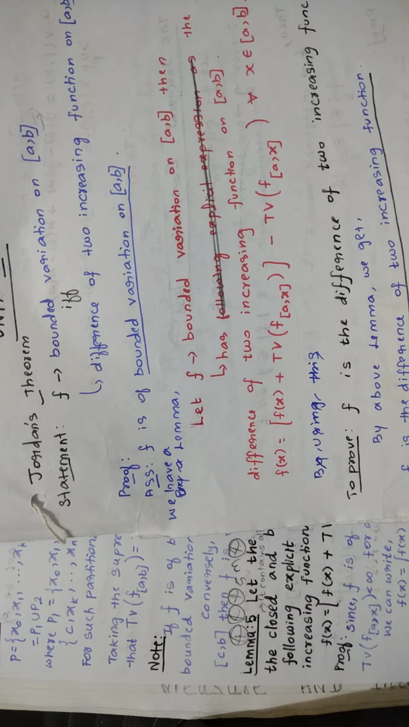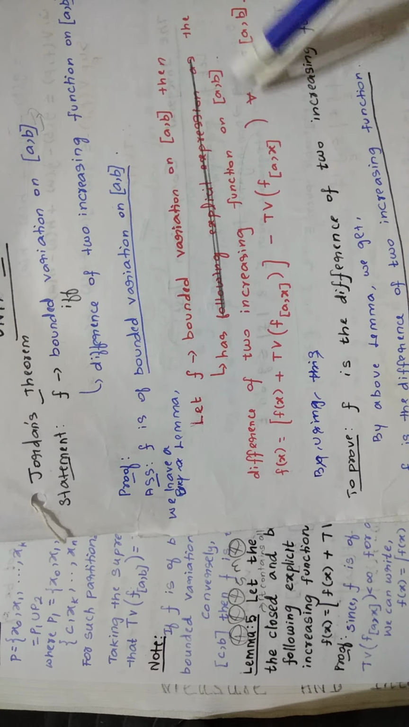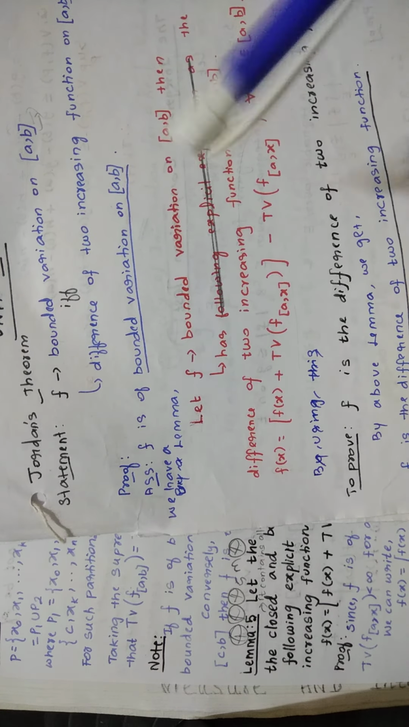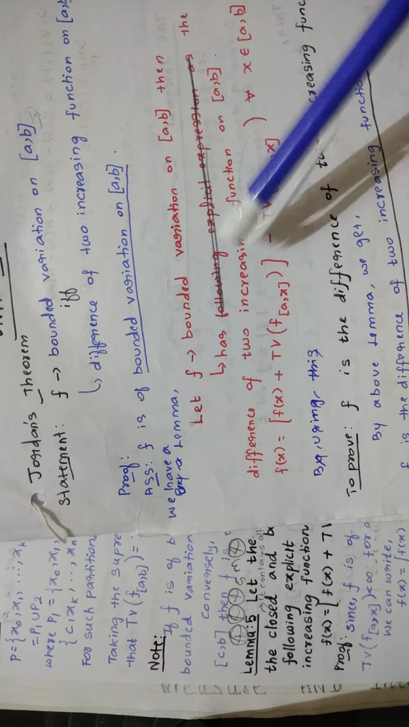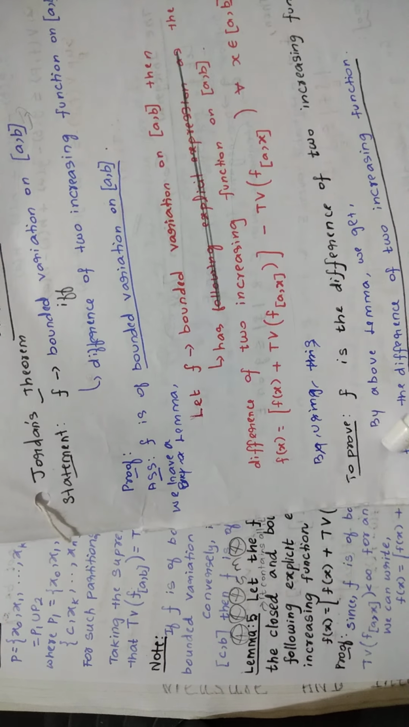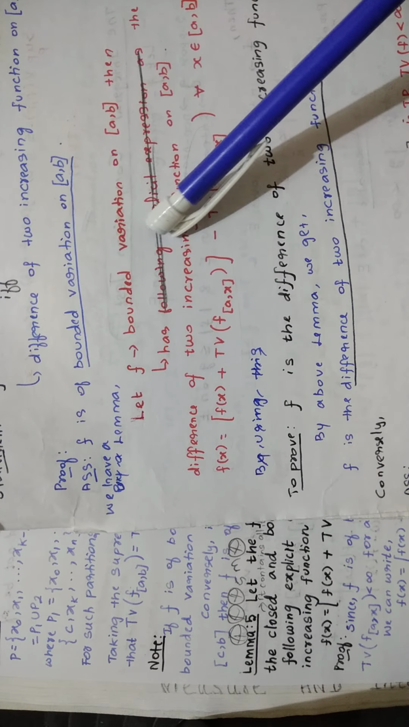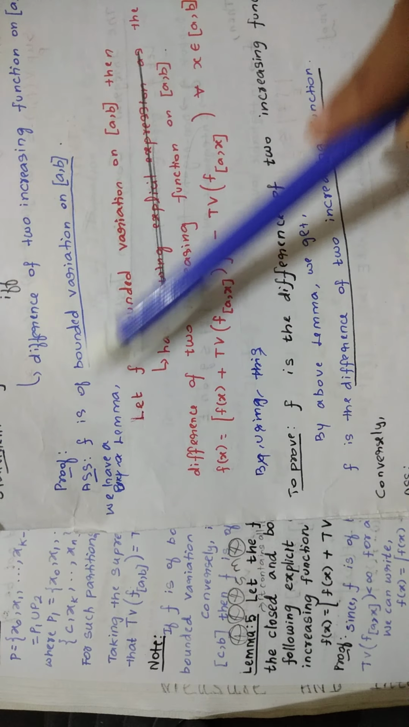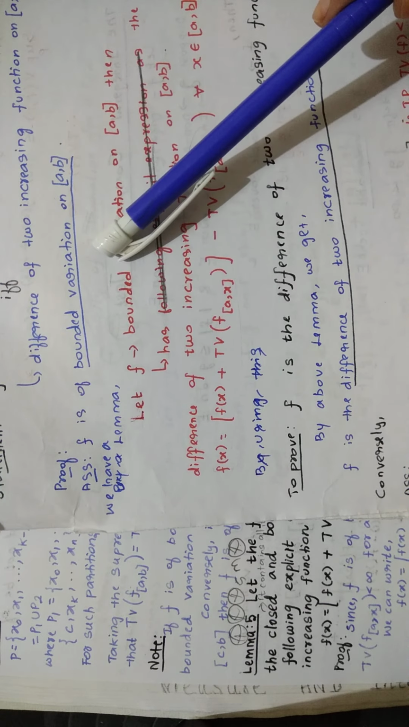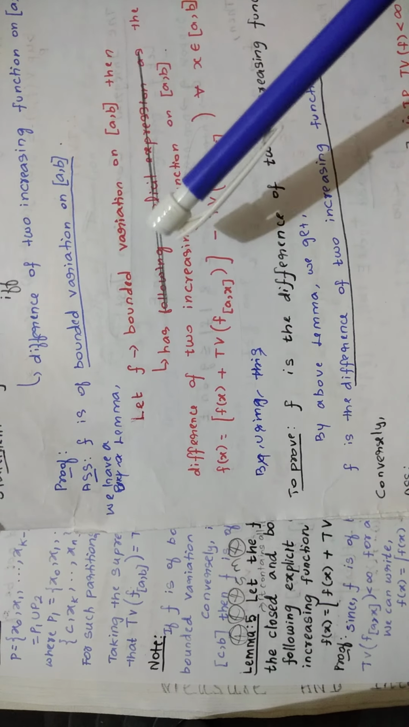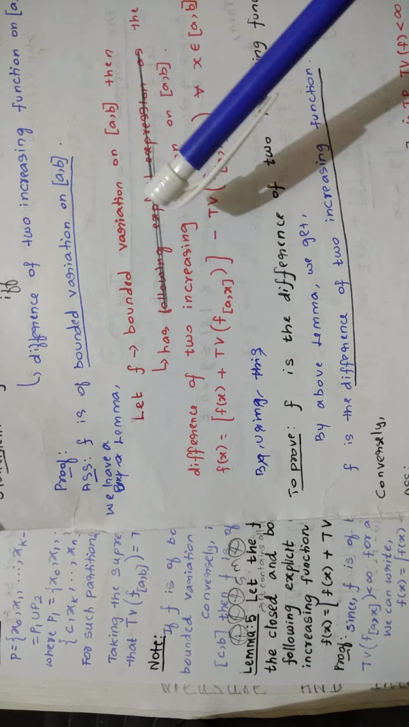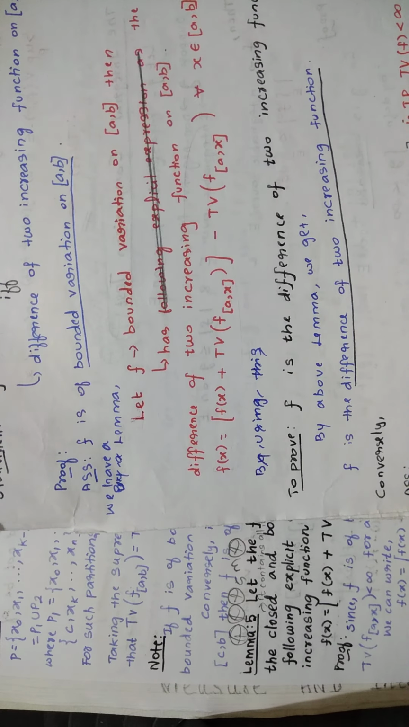If f is of bounded variation on closed interval a comma b, then f is the difference of two increasing functions on closed interval a comma b. This is an already proved lemma, and you are using that statement here. Using this lemma, since f is of bounded variation in the assumption, you can say yes, f is the difference of two increasing functions. That is what you are going to do.